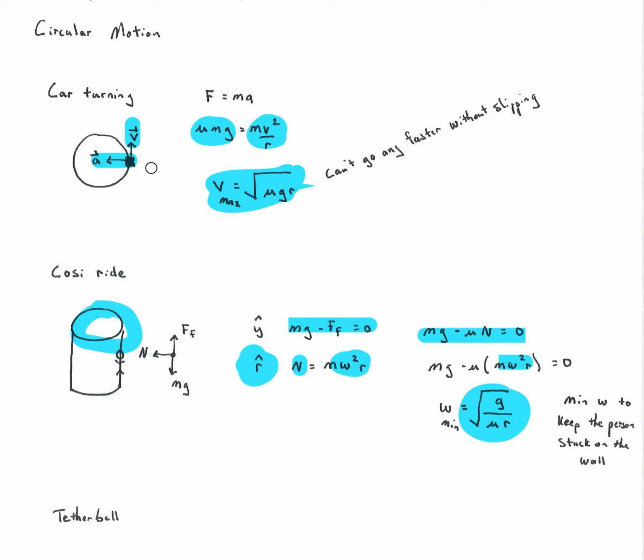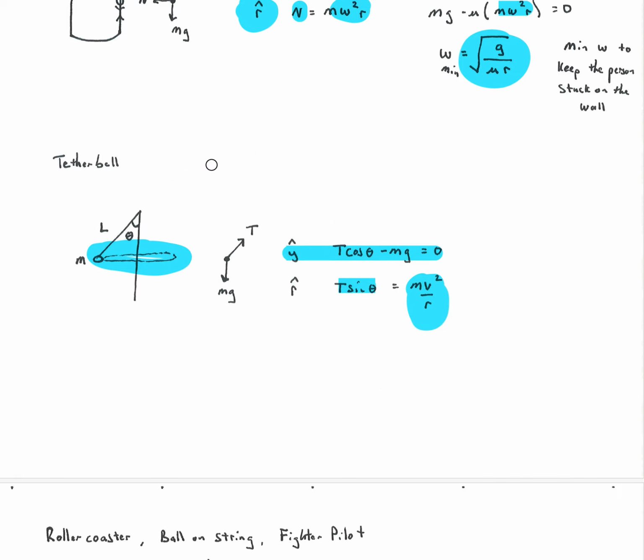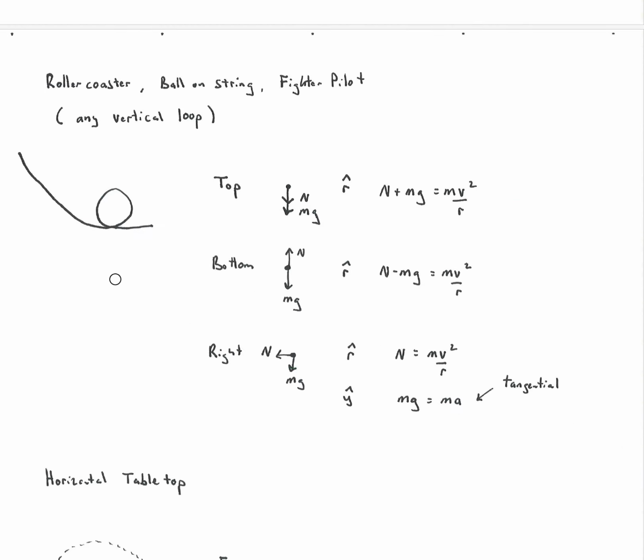Here, I didn't actually write vertically, but of course, vertically down is mg and up is the normal force. Those things are balanced, and they don't really do anything, so I didn't write it. All right, the next we got our roller coaster.